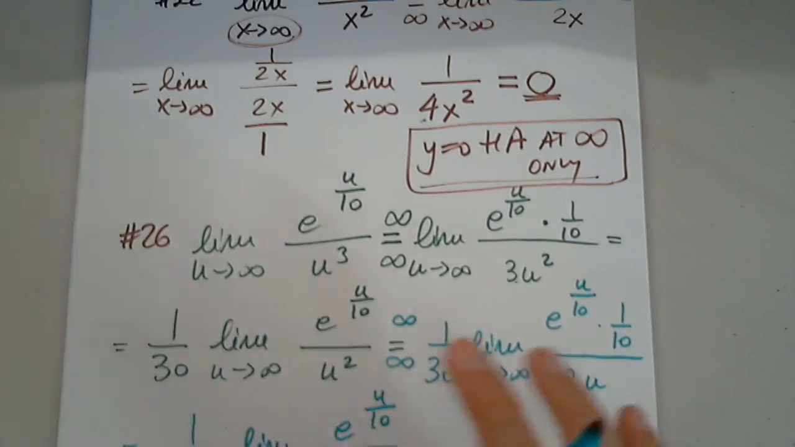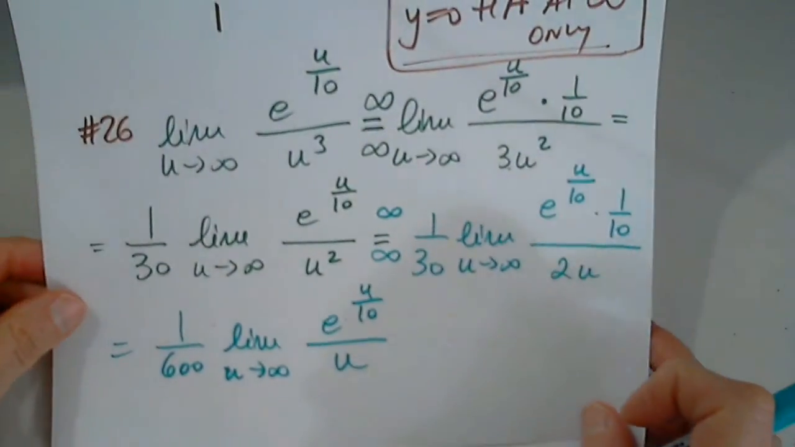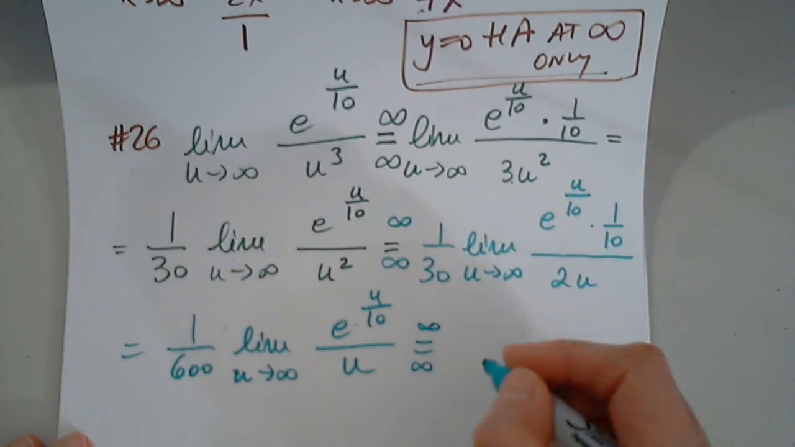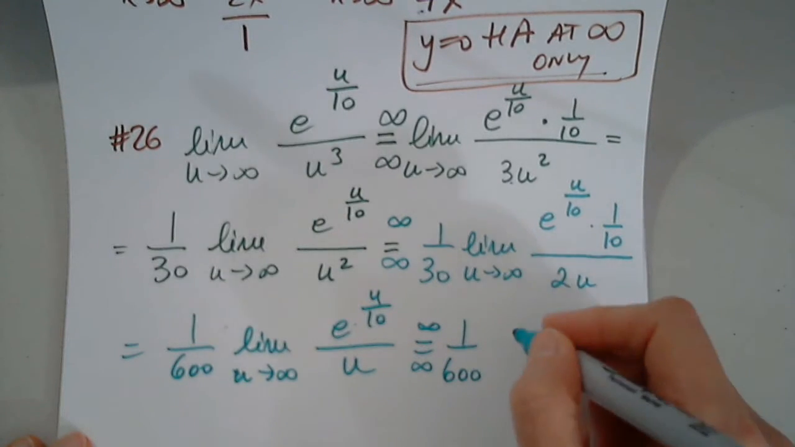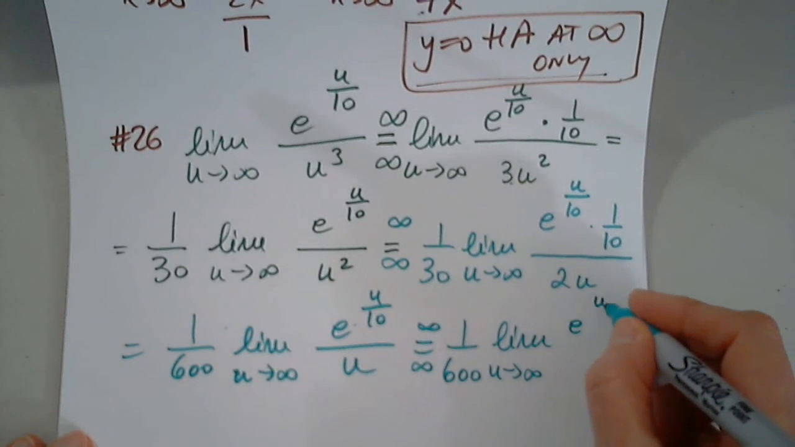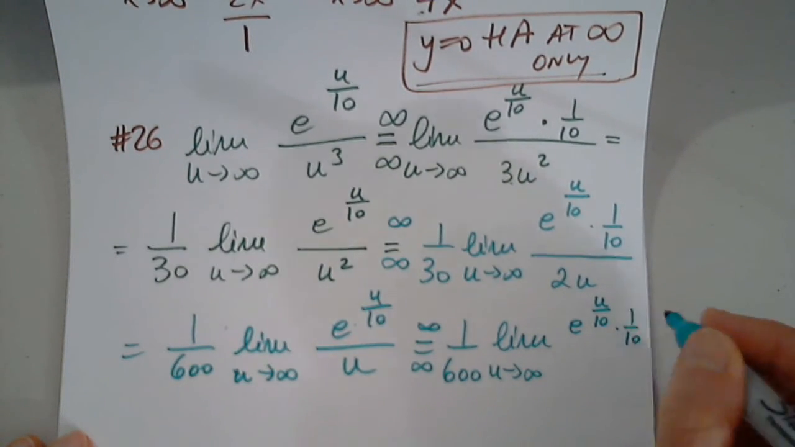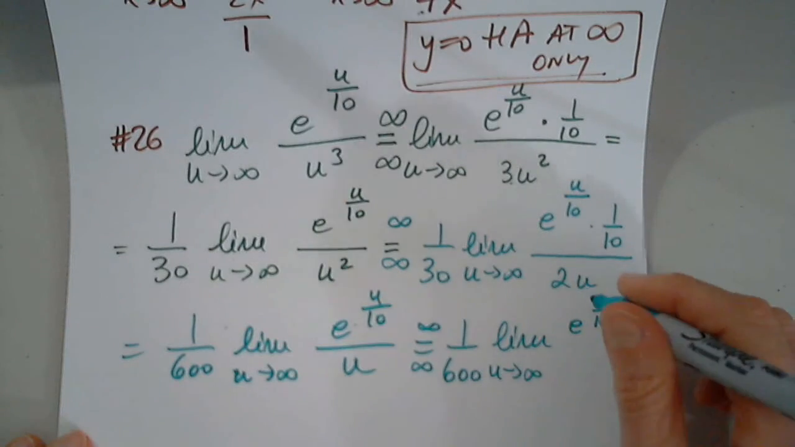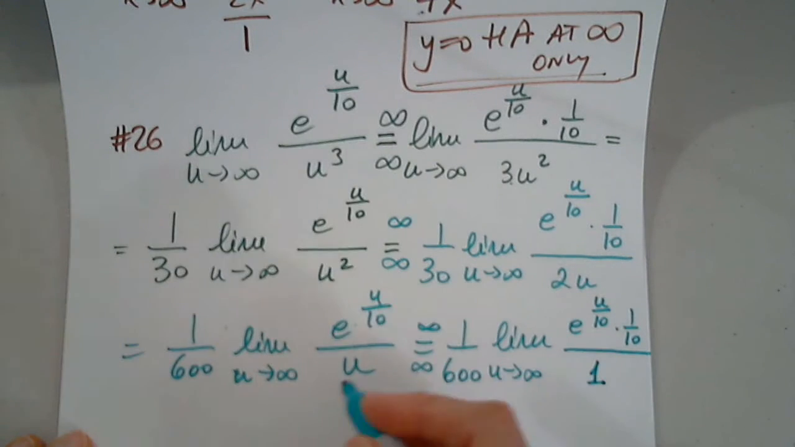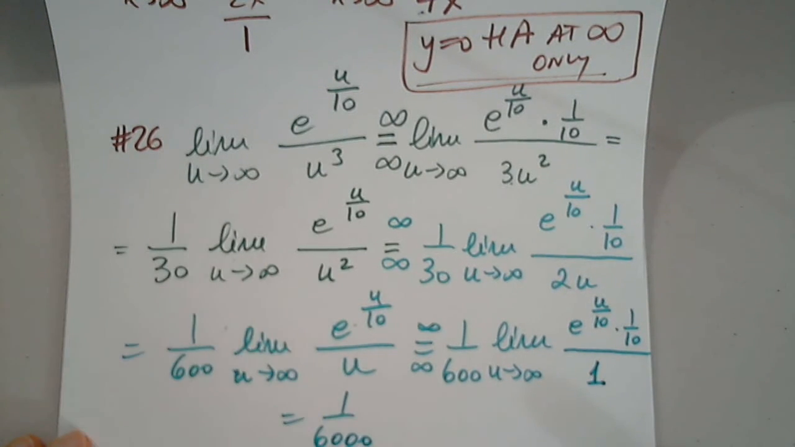And what next? Yes, still infinity over infinity. So this is 1 over 600, limit u approaches infinity. So this is u over 10 times 1 over e raised to u over 10 times the inner function prime divided by 1. So 1 over 10 goes in front if you want, it's 1 over 6,000. But then I have to determine the limit as u approaches infinity from e to u over 10.